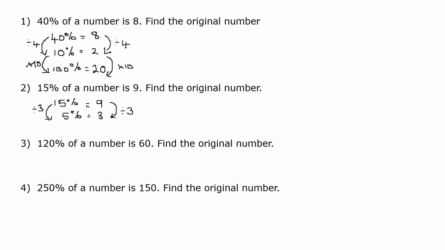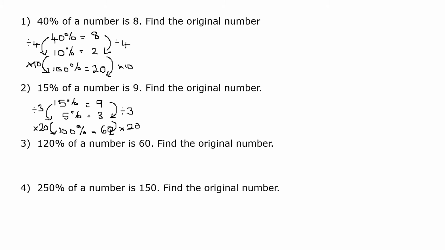So 5% is 3. Now I know that 5 multiplied by 20 will give me 100. So I'm going to multiply both sides by 20, and that will give me 100% equals 3 times 20, which is 60.